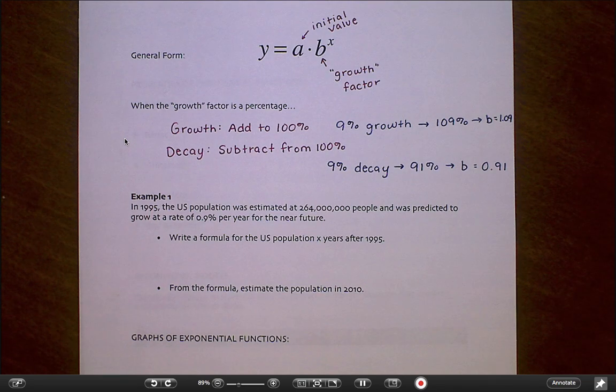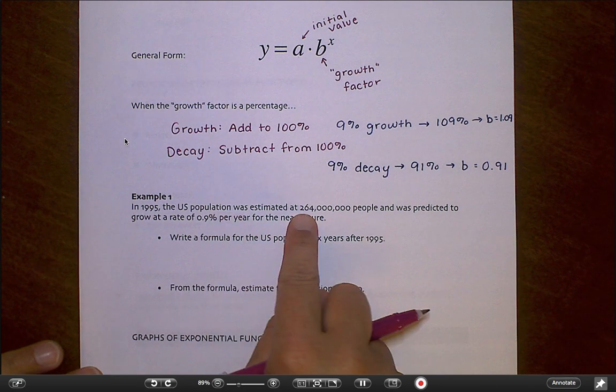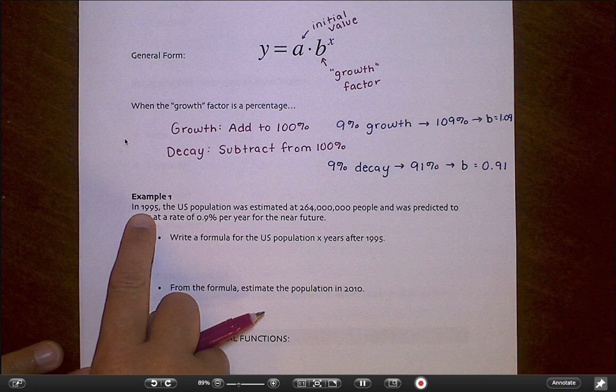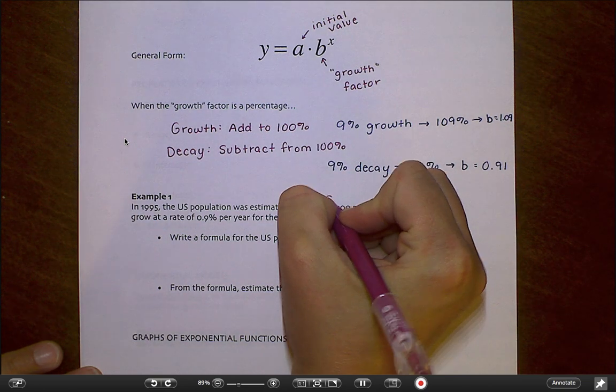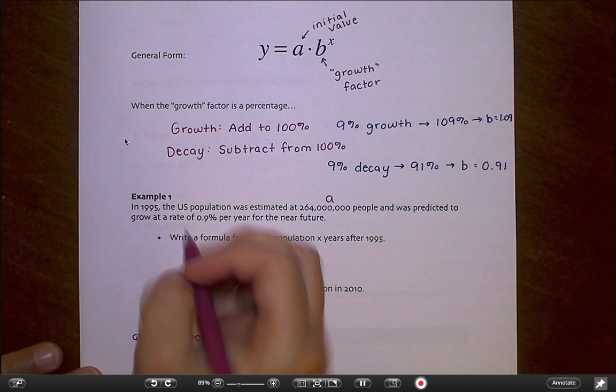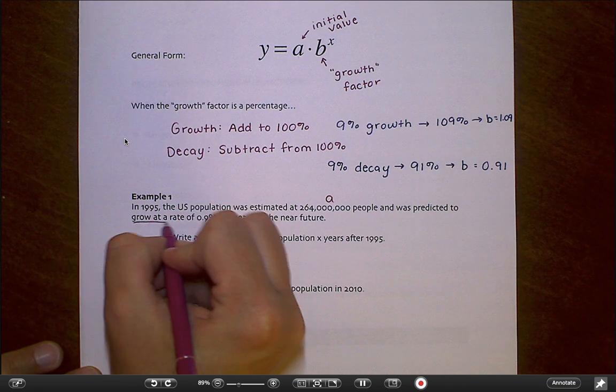Okay, so example 1 here is really similar to the types of problems you were doing last year in Algebra 1. 1995, the U.S. population was estimated at blah, blah, blah, predicted to grow at 0.9% per year. So just kind of labeling the pieces that we have here. The current population, or if we're considering current to be 1995, that's our A value. And then this is what's going to give me my B value.